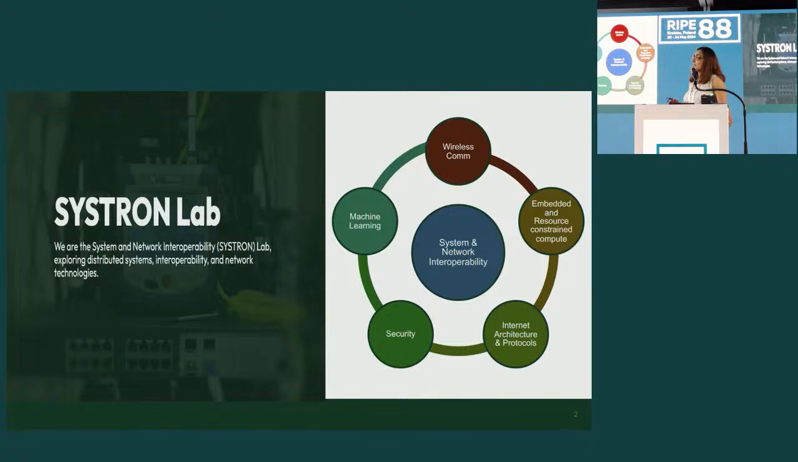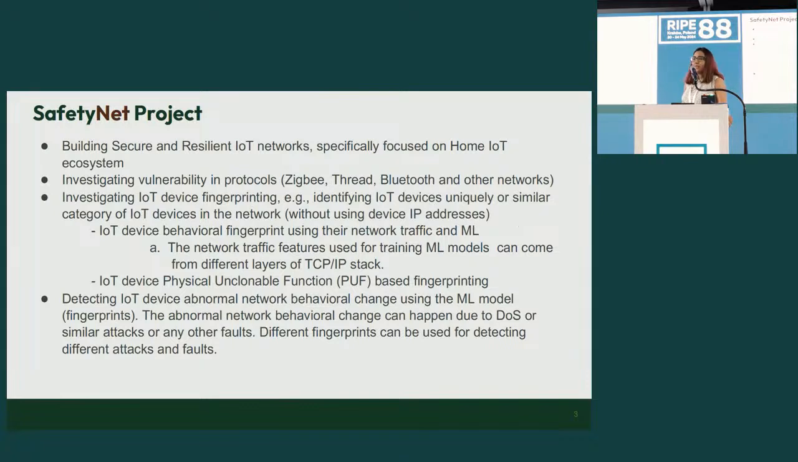Specifically, when you have a system already and you plug in a new protocol or a new machine learning algorithm, what is the impact of that on the network? What is the impact of that on the system security? That's what we look at. Going forward, today I'm presenting one of our projects called the Safety Net project. In this project at the university, we look from different work streams. One of the core aims is to build secure and resilient IoT ecosystems, and we specifically focus on smart home and home IoT ecosystems.